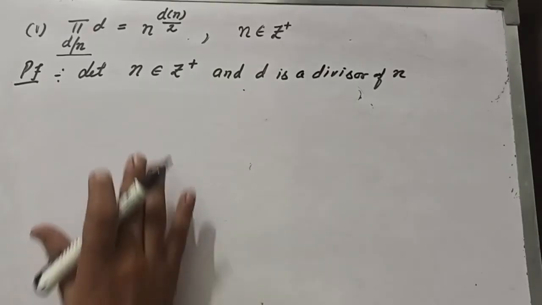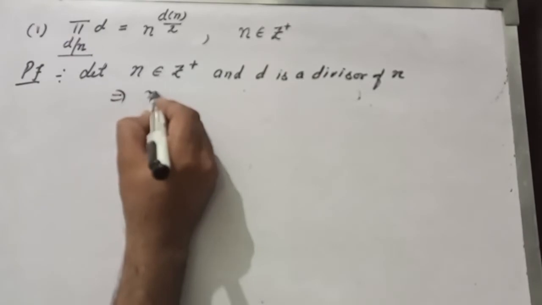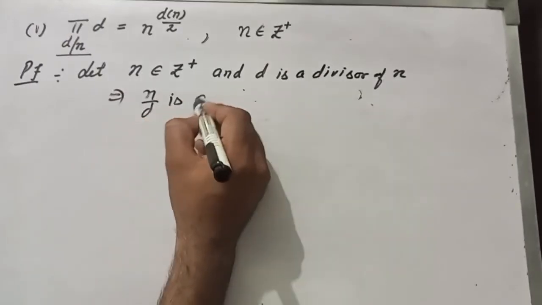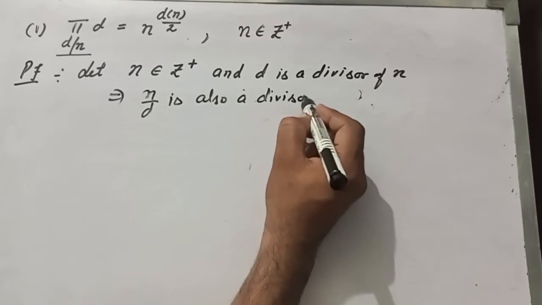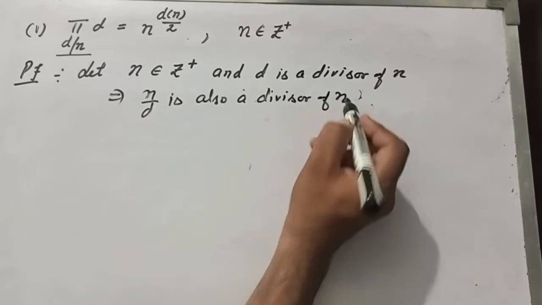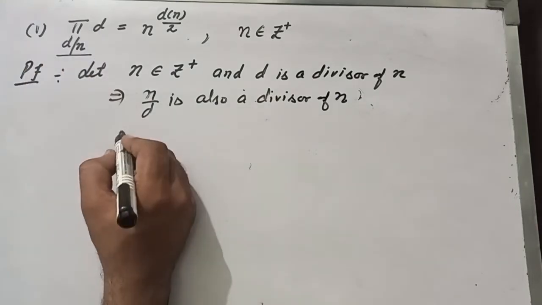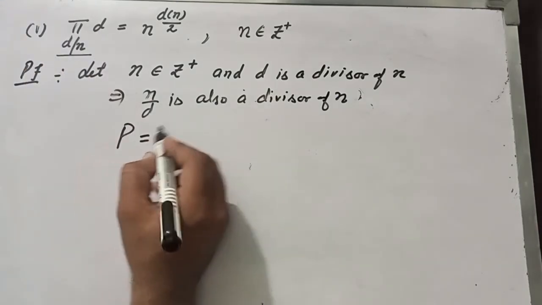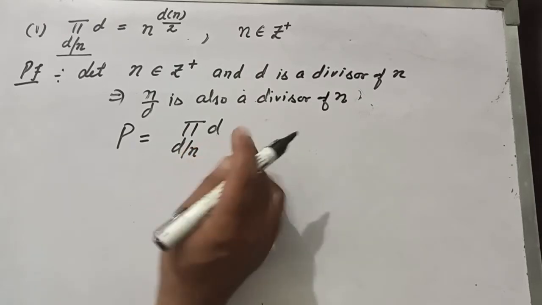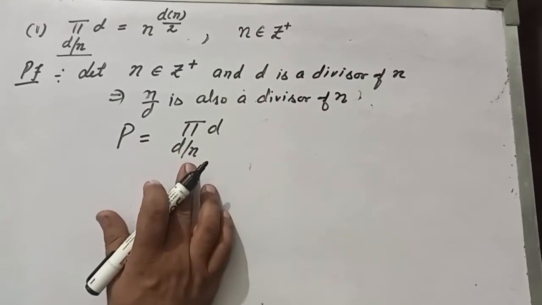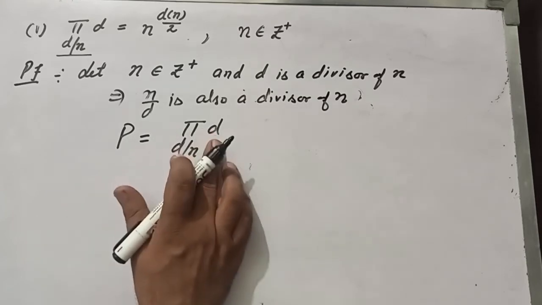So recently what we have seen is that if d is a divisor of n, then n by d is also a divisor of n. Now we will use this concept to compute the left hand side. Suppose this product is P, the product over d dividing n of d. It means this product is over all divisors of n. You have to compute the divisors of n and multiply them.